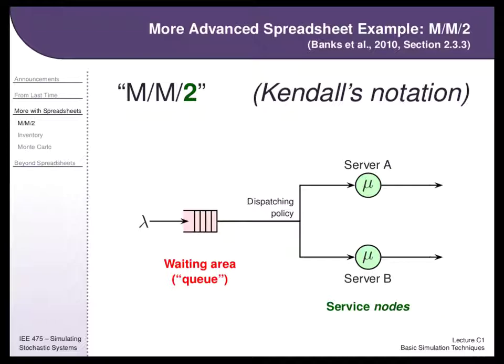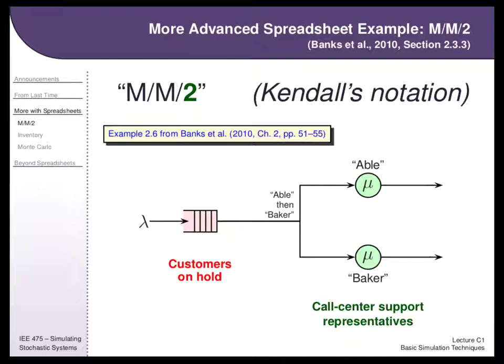And each server itself has an exponentially distributed service time. So the big focus here is that now we have two servers instead of one. The dispatching policy we'll use is go to Able, the top one, unless it's busy, then go to Baker. That's what we want to simulate using a simple spreadsheet. This is example 2.6 from a lecture text.